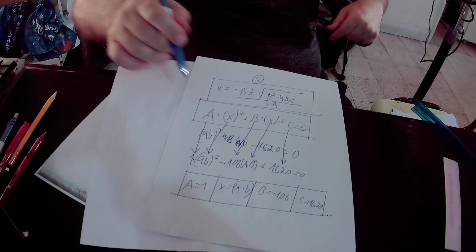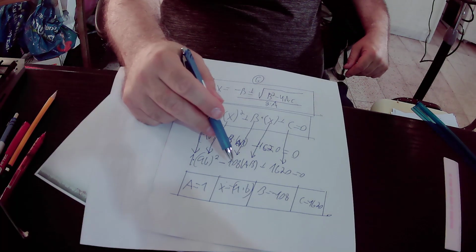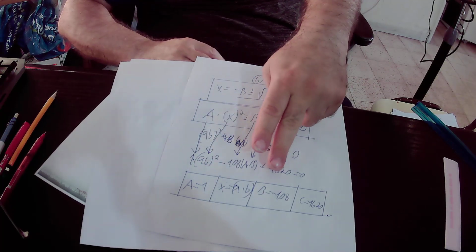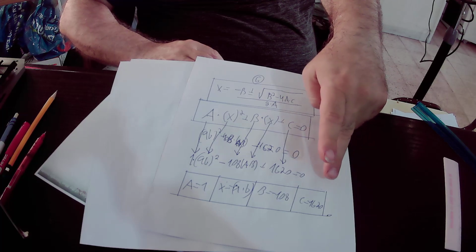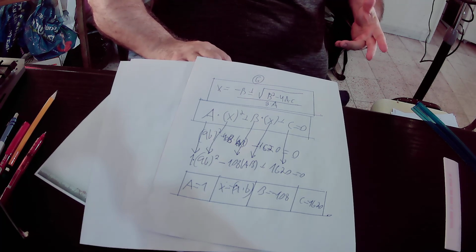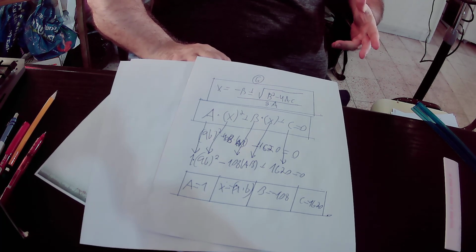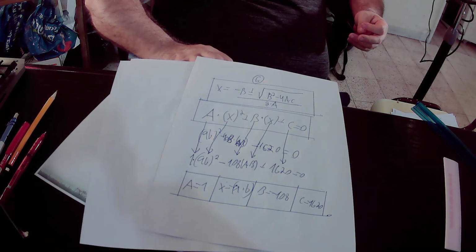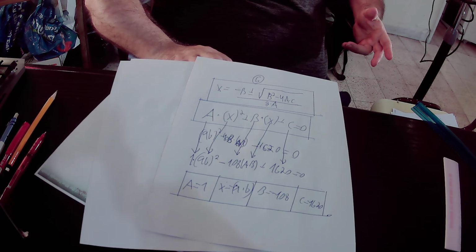Again, a equals 1, x equals a times b, b equals negative 108, and c equals positive 1620. So after we know the values of the coefficients of our quadratic equation and also the variable of our quadratic equation, we can use the special equation for x in order to find the solution of our quadratic equation.